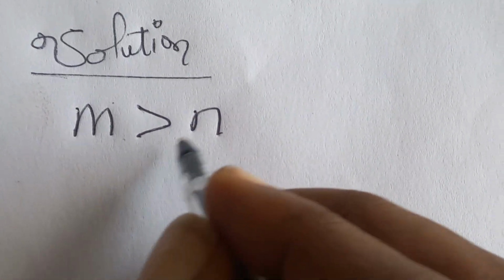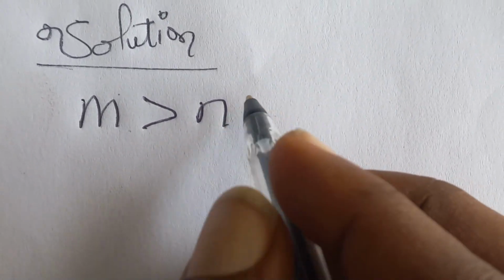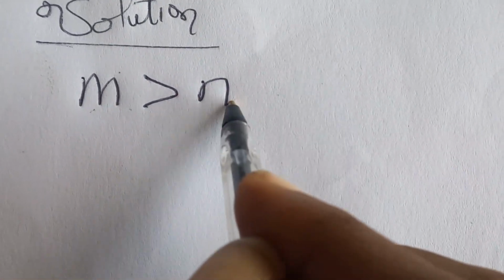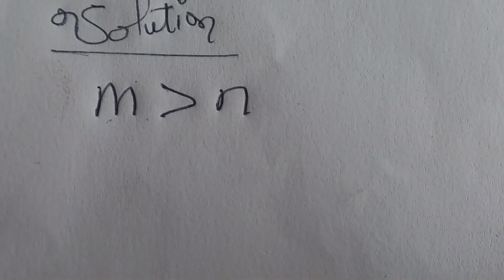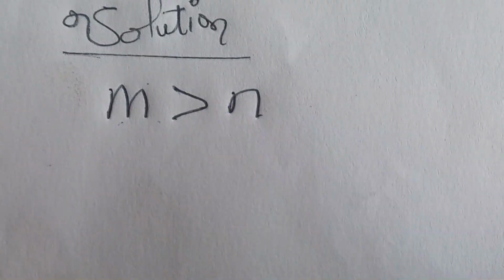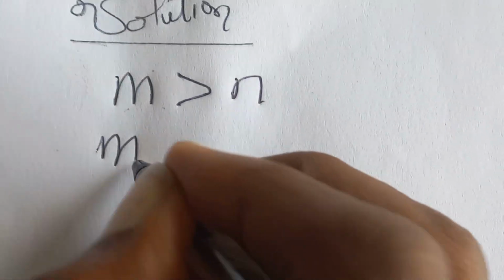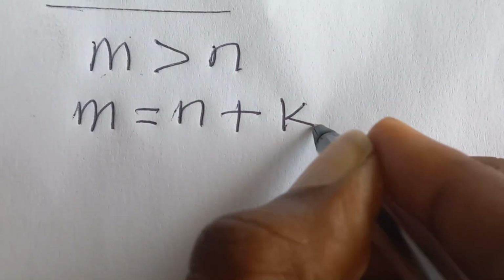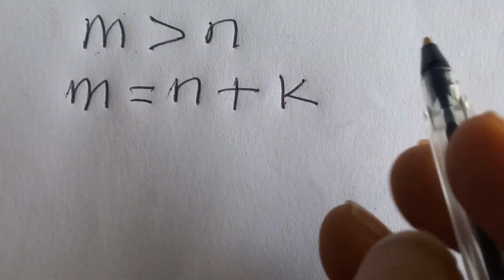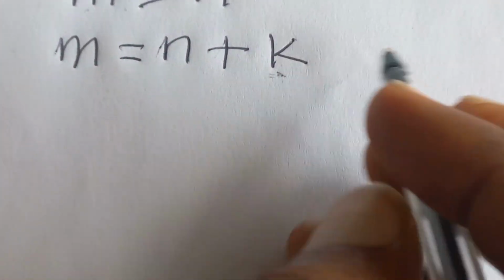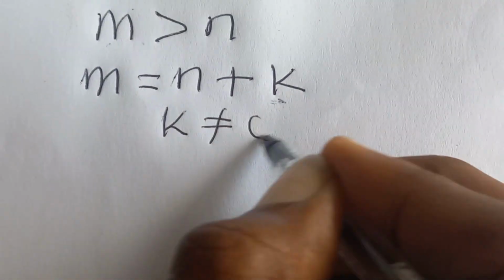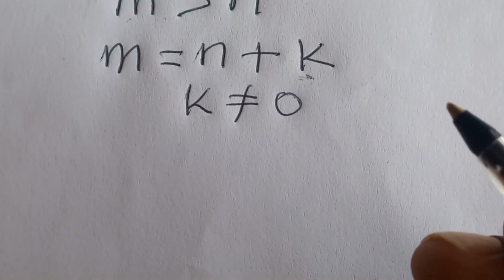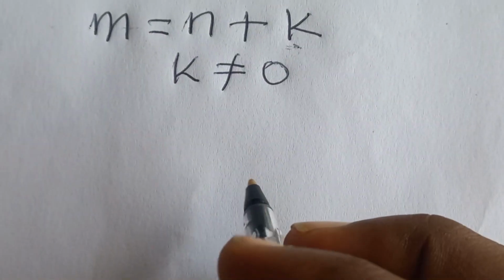Okay, and from here, looking at this, if m is greater than n, it means that m is equal to n plus a certain constant. It can be 1, it can be 2, it can be any number. So let's say that m is equal to n plus k. So let's use k for that constant, which means that this k is not equal to 0. Okay. So now let's come back to the equation.